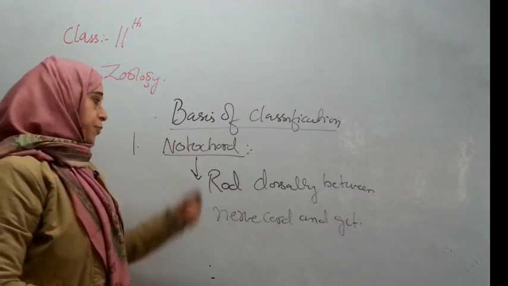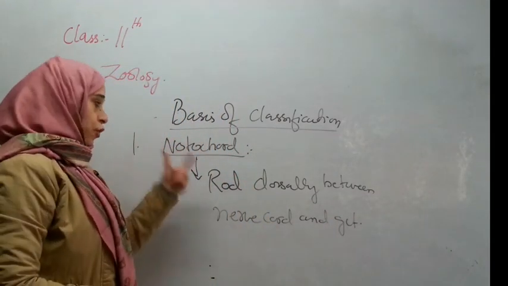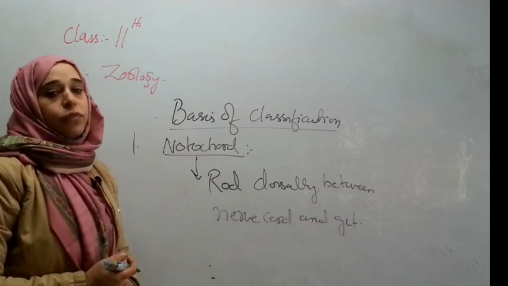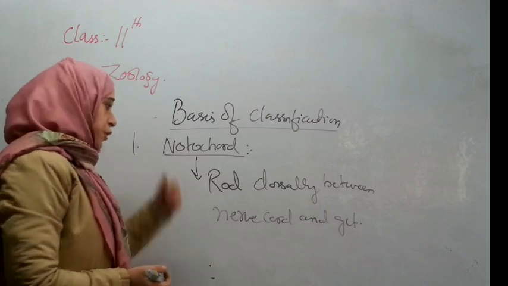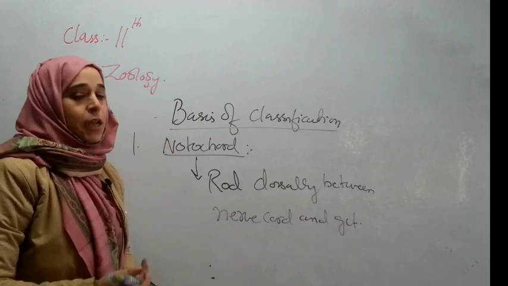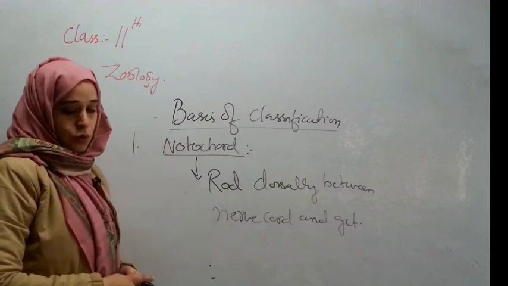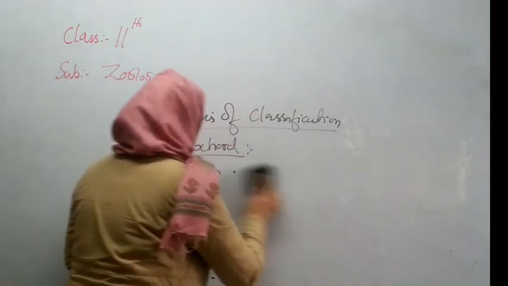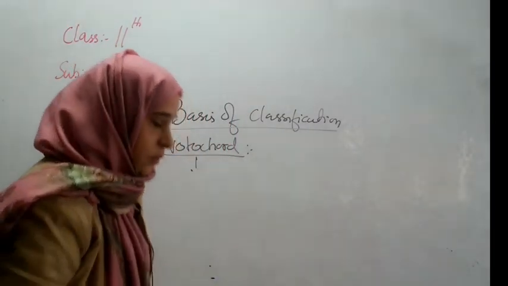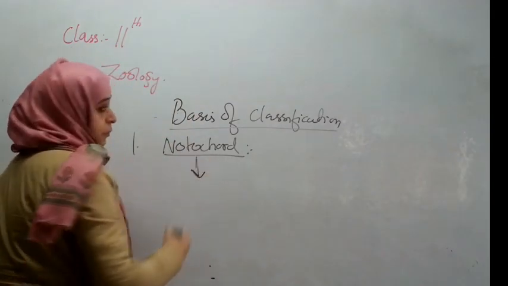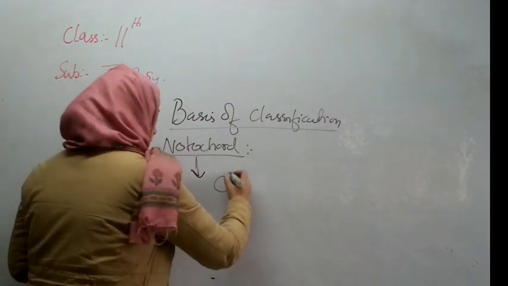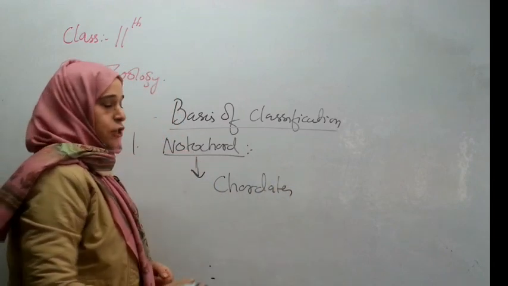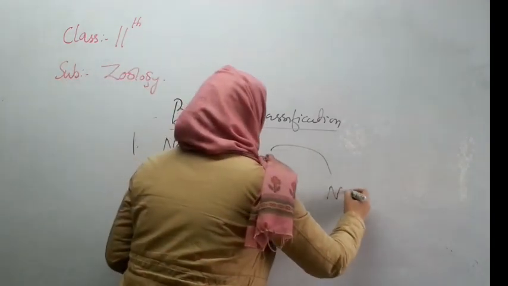Students, on the basis of the presence and absence of this notochord, we have two categories of animals: the animals which possess this notochord and the animals which lack this notochord. The animals which have the presence of this notochord are known as chordates, and those which have the absence of this notochord are known as non-chordates.